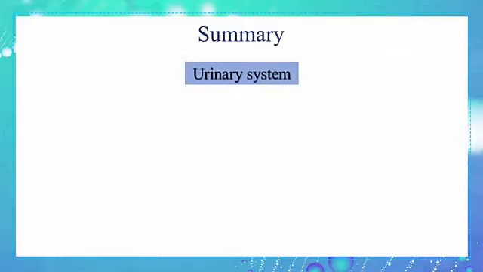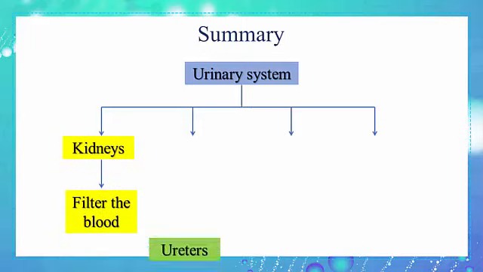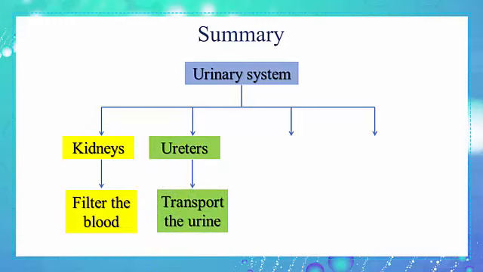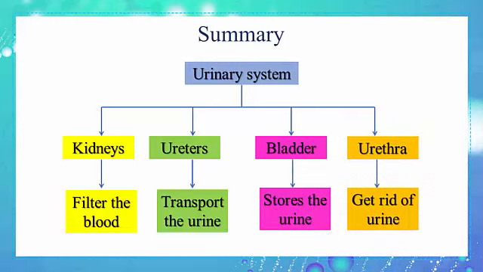We learned in this lesson that our urinary system is made up of 4 main organs, which are the kidneys, which filter the blood, the ureters, which transport the urine, the urinary bladder, which stores the urine, and the urethra, which gets rid of the urine.